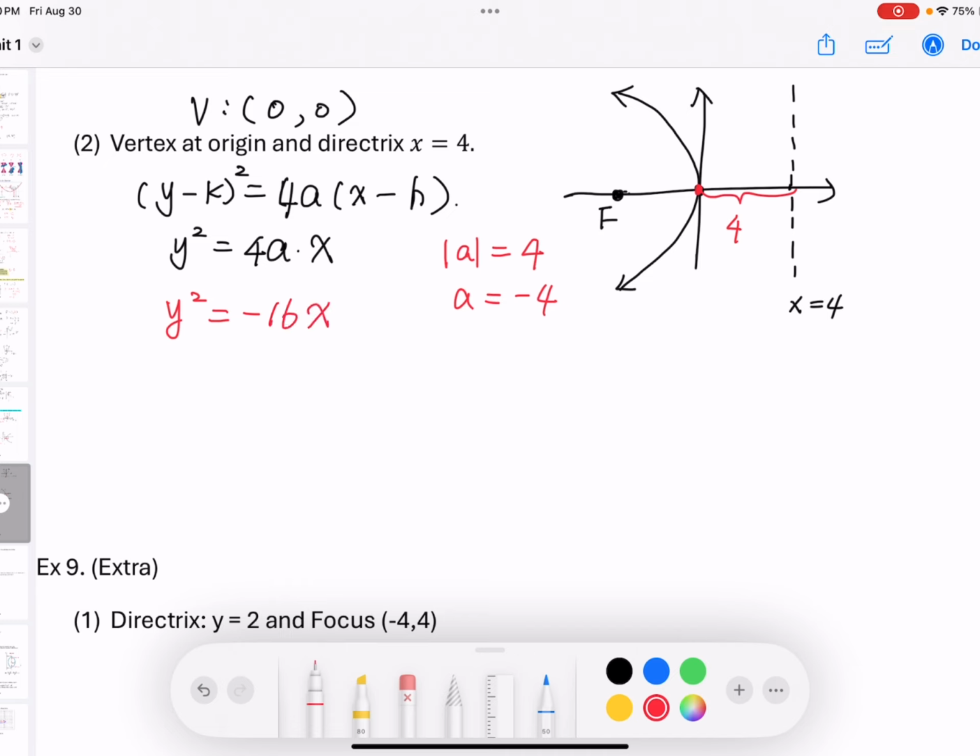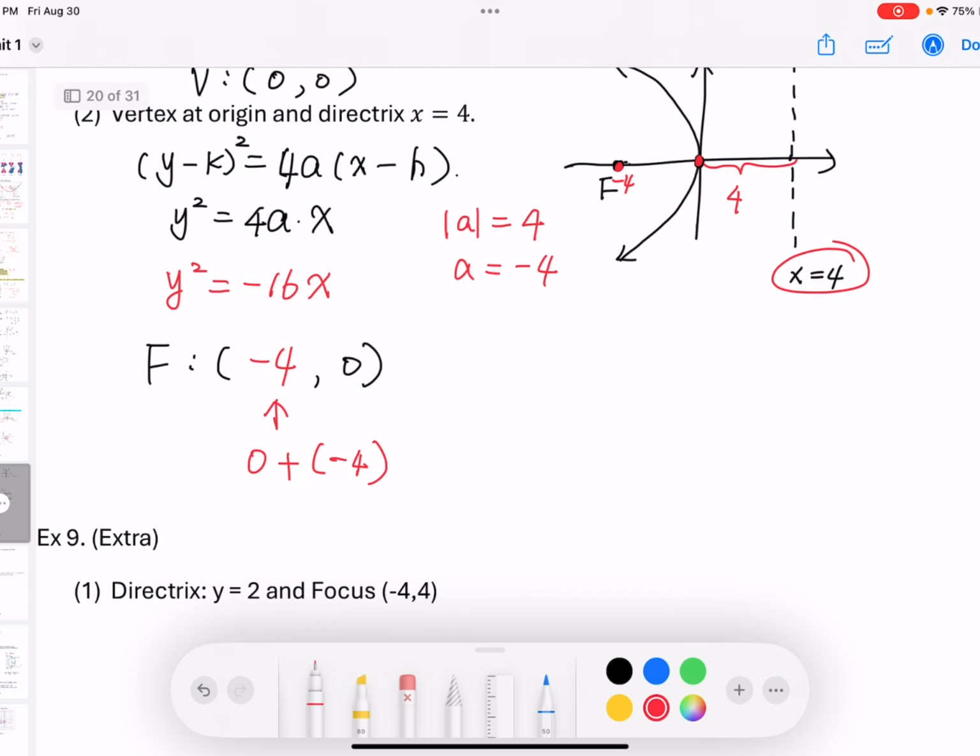And what is the focal point? The focal point and the vertex have the same y value, so I can borrow the y value from the vertex, 0. And what is the x value? I move my point from the vertex to the left 4 units, so I must have negative 4 here. You can also find negative 4 from 0 plus a's value, negative 4. And the directrix is given, so I don't have to find it again.